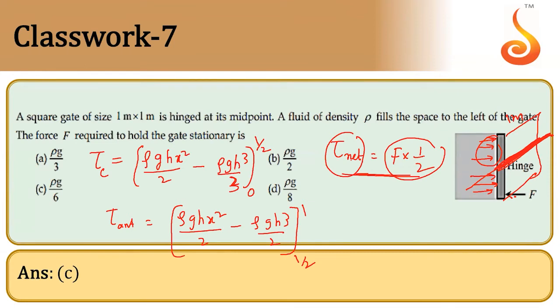Or else you can start the integration from scratch. Directly you can calculate the net torque. Okay, this is rho g x squared. One minute, children. This is rho g x cubed. Am I correct? x cubed by 3, x cubed by 3.